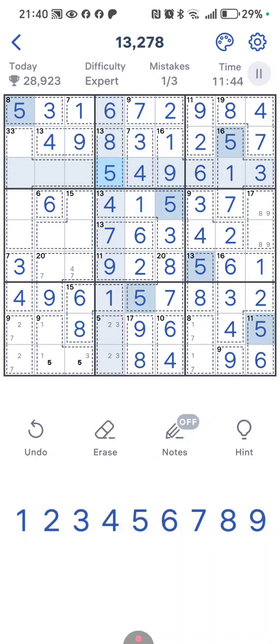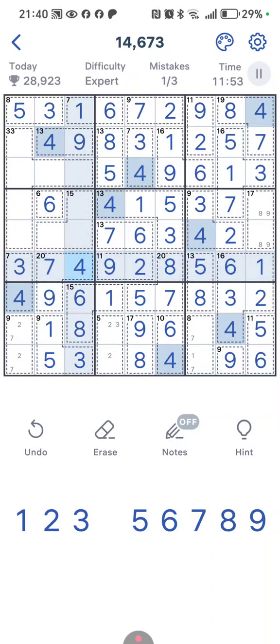Okay. Sort this bit out of the puzzle. 5 and 3 and 7 and 4. 1, 8 and 9. 1, 2, 3, 4, 5.